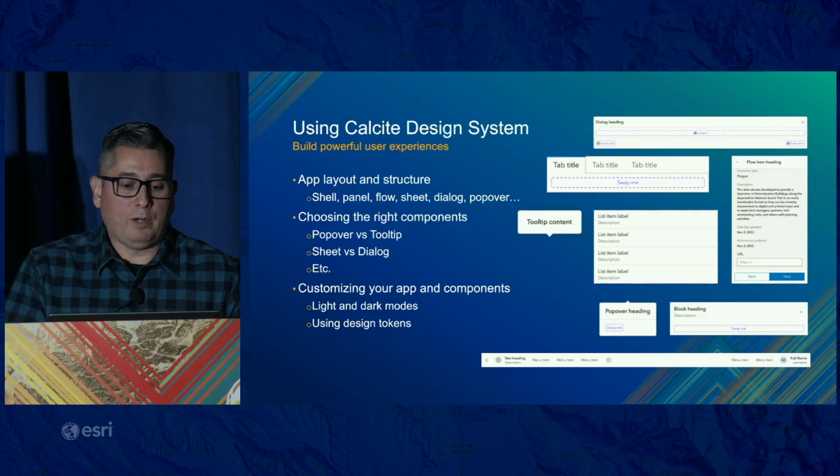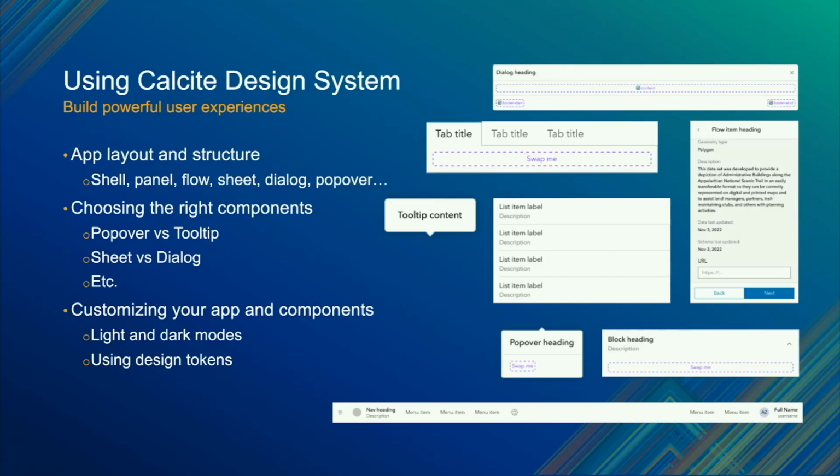So in order to build powerful user experience, we're going to focus on application layout and structure. We're going to mainly work with components that allow you to lay out your app and house your data and your content. Things like an application shell, a flow or a drill-in, panels, a sheet or a drawer, dialogs and popovers.